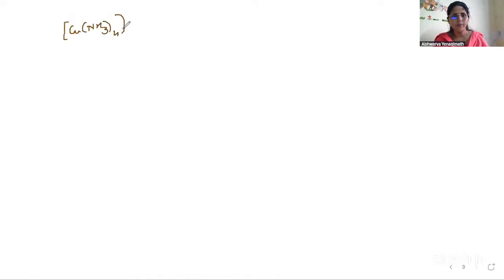[Cu(NH3)4]SO4. Okay. Positive ion. So tetraammine. Cu stands for copper, the oxidation state is 2, and SO4 is sulfate. This is the name. Fine.